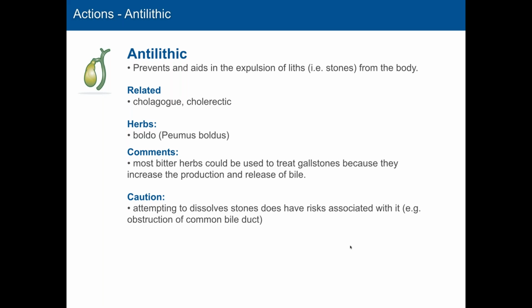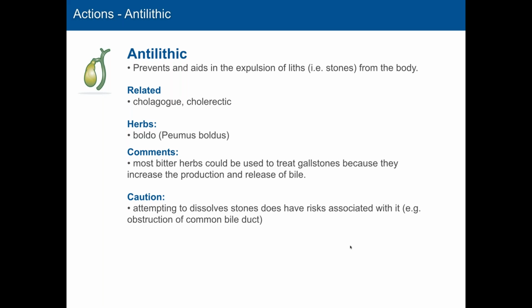Now, another term associated with bitters often is what's called antilytics. Now, in Latin or Greek, a lith refers to stones. So if you've ever taken art or art history, lithography is a type of print making where they use a big slab of stone and acid to dissolve the stone to make an area where they could then make prints from. So a lithograph: litho meaning stone, graph meaning picture.